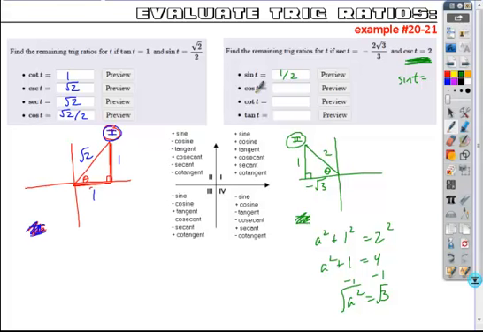So when you set up your cosine, which is adjacent over hypotenuse, you get negative root 3 over 2. Your tangent is going to be opposite over adjacent, so 1 over negative root 3, when you rationalize it, becomes negative root 3 over 3. And then the reciprocal is going to be negative root 3 over 1, so just negative root 3. And that gives you your remaining trig ratios.